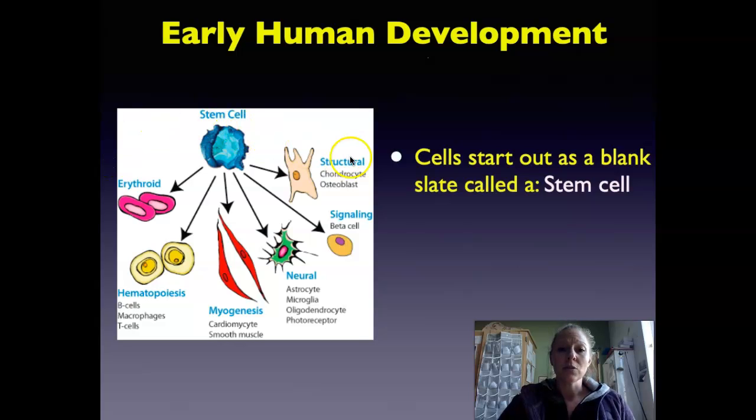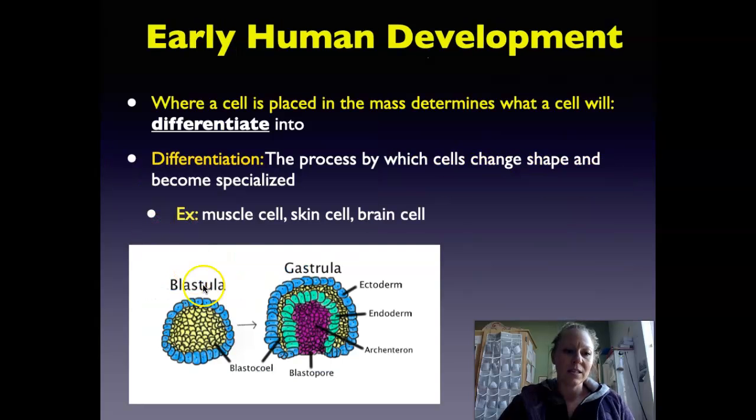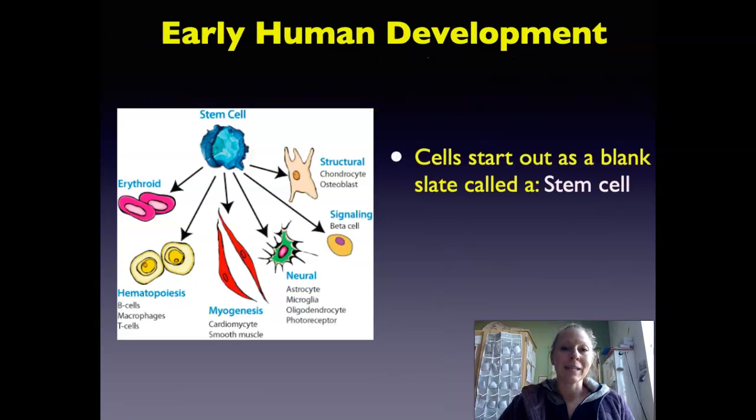So cells start out as blank slates. This is called a stem cell. So here is our blank cell. So at the beginning here, these are all blank cells right here. They aren't muscle cells yet. They're not brain cells yet. They're not blood cells. They are blank cells. So we call those stem cells.